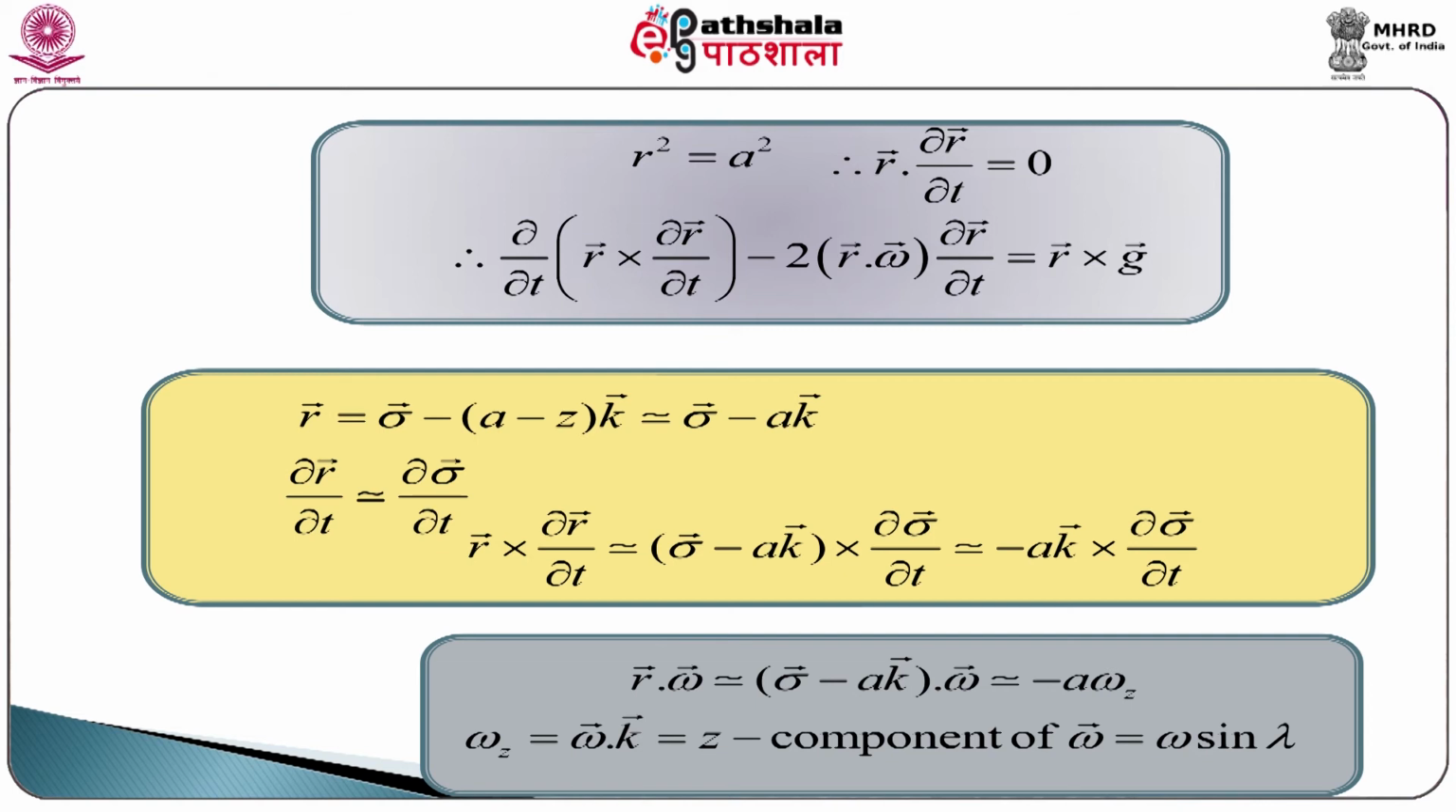Now, let us approximate the term r vector dot omega vector. Replacing r vector by sigma vector minus a into k vector, we get the approximate value of this dot product as minus a into omega suffix z, where omega suffix z is the dot product of omega with k vector, which is the z component of omega vector and is given by omega into sine lambda. Lambda is the latitude of the place. Here we have neglected the dot product of sigma vector and omega vector.